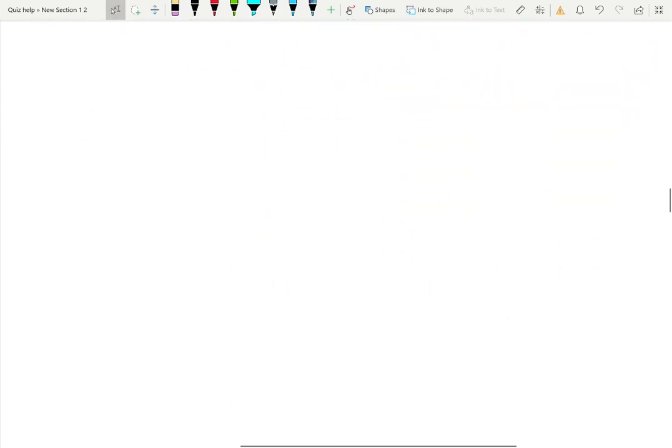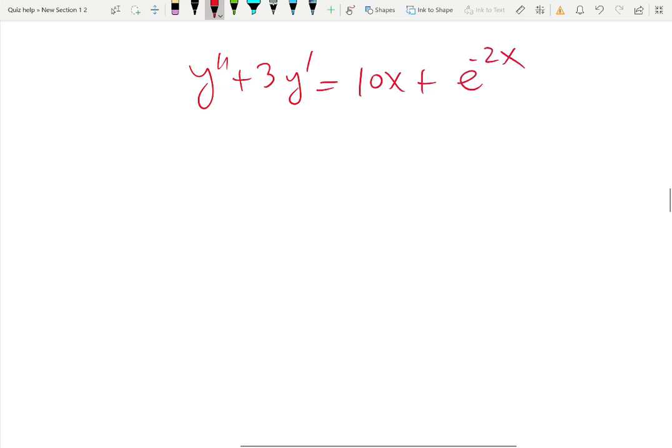All right, so final example, a very good one. y double prime plus 3y prime is equal to 10x plus e to the negative 2x. Pause the video and try to do the whole problem. Try to write the particular solution guess, and see where you struggle.